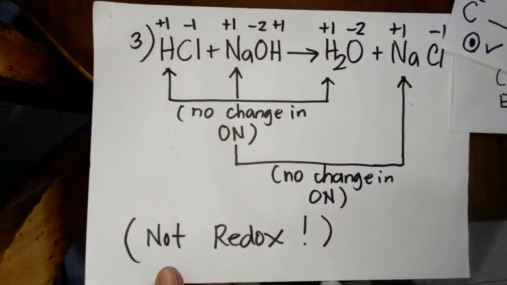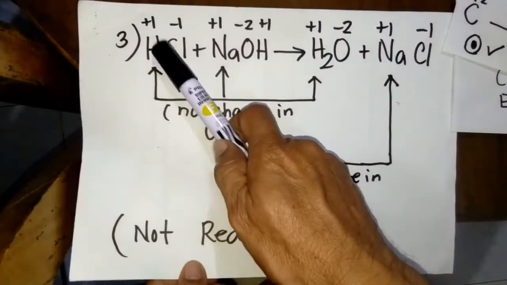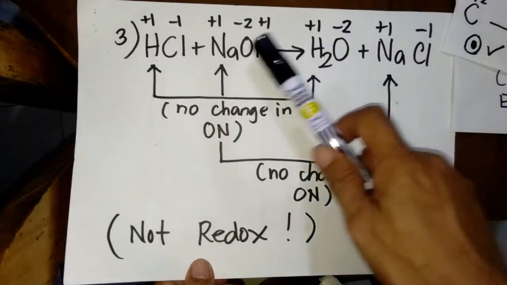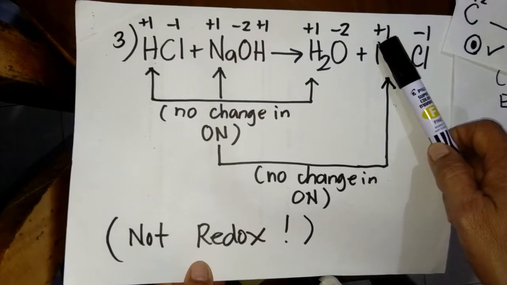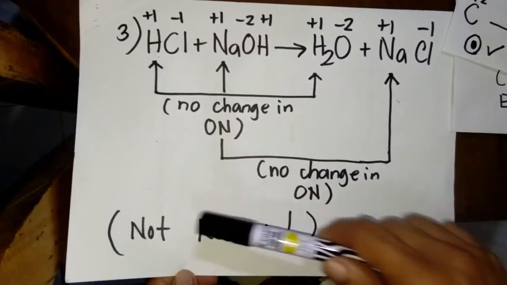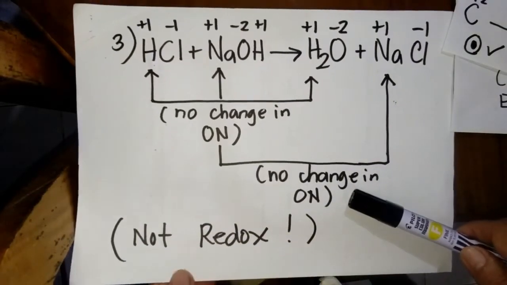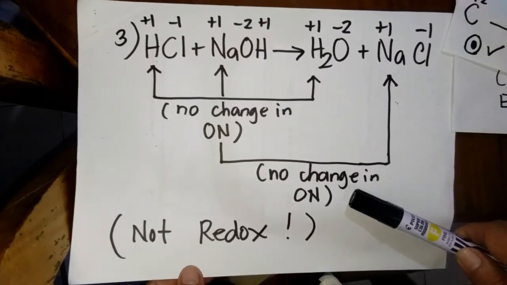And the last, this is not a redox reaction. Why? As you can see, hydrogen here is positive 1 and in the product side is positive 1. There are no changes. Sodium is positive 1 and in the product side positive 1. No change in oxidation number. Therefore, this is not redox. Okay? So this is how simple it is in determining whether the reaction is redox or not.